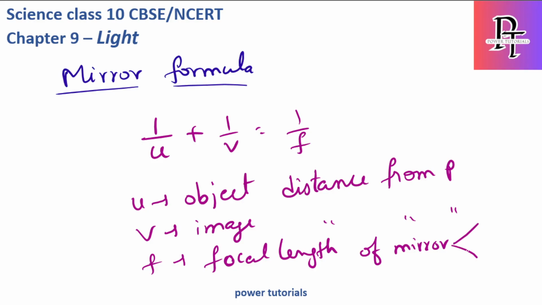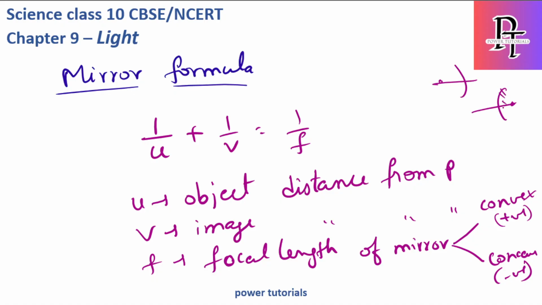So for convex, the focal length is considered positive. Why? Because it is right side of the mirror. Whereas for concave, it is considered negative. Why? Because the focal length of concave is left side, this side. Whereas for convex, it will be here. Okay.